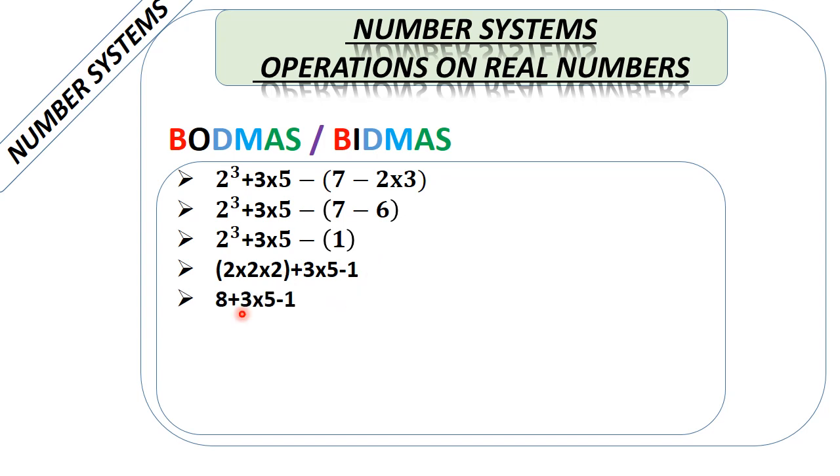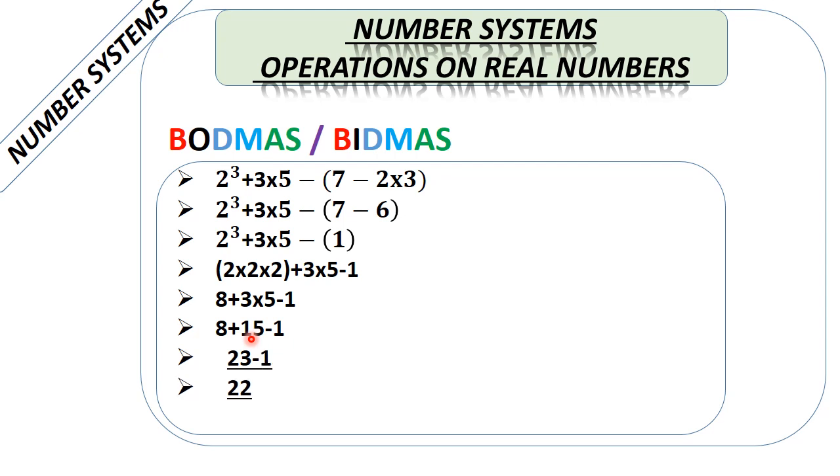What's next? Is it addition? Is it multiplication? Is it subtraction? Definitely it's multiplication. So 3 times 5 is going to give us 15. So we're going to have 8 plus 15 minus 1. What's next? Addition or subtraction? So these two, it depends on which one is on the left hand side. So 8 plus 15 is going to be 23, minus 1. And 23 minus 1 is going to give us 22.